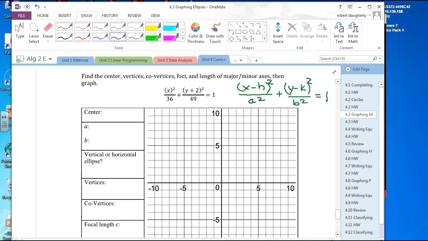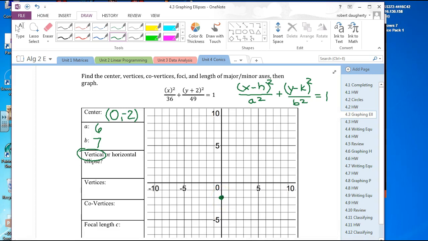There we go. So where's the center of this ellipse? Yeah, (0, -2). What is A? 6. What is B? 7. Is this horizontal or vertical? This is vertical because B is greater than A. B always goes with my y value. So this is a vertical ellipse. So I can graph (0, -2). That's right here. Okay. And since B is 7, how will I use that information?